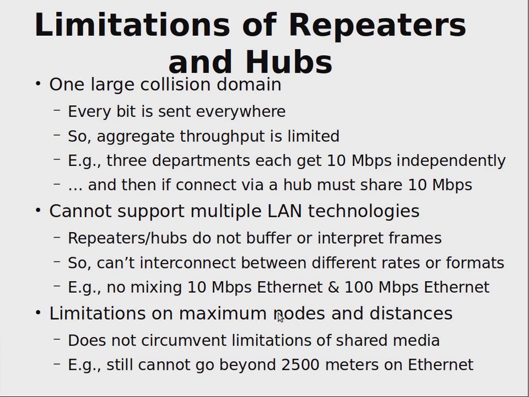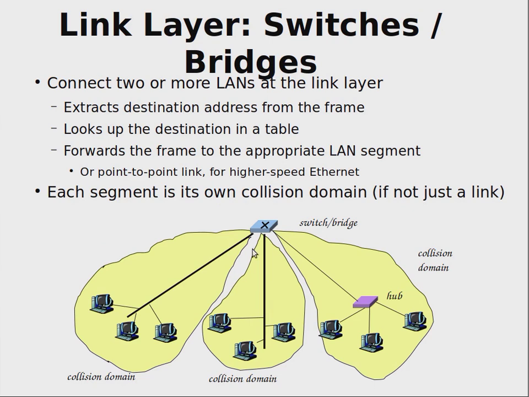But for these repeaters and hubs, the most important limits are that they still cannot go beyond 2.5 kilometers, and also you cannot cover the entire thing with just repeaters. And another thing is performance reasons. For example, Ethernet and Wi-Fi work so that when one device is talking, every other device is listening.